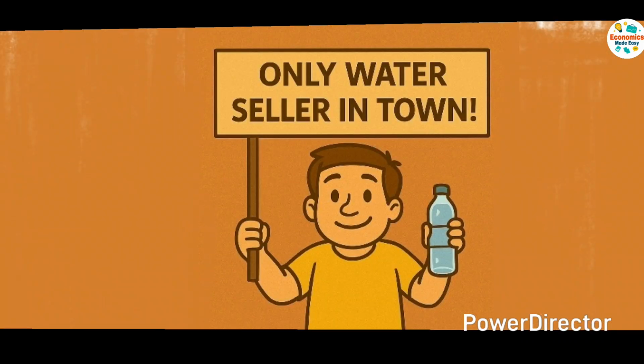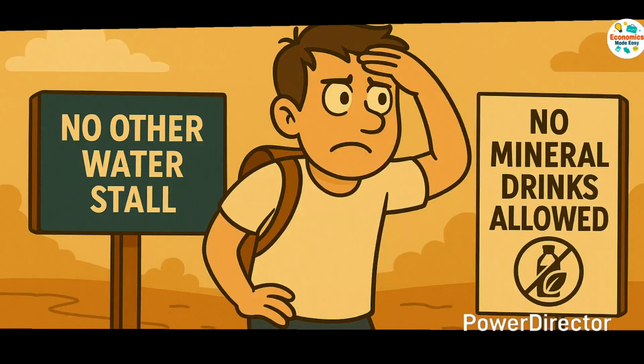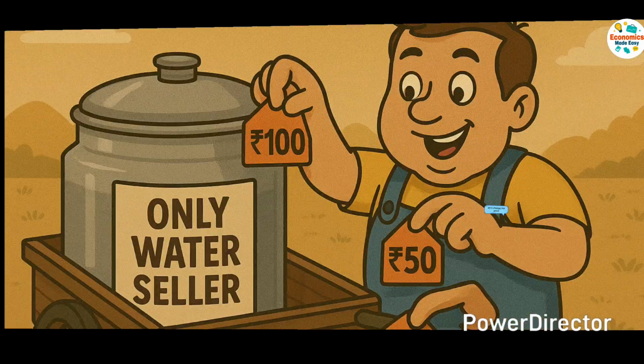Single seller, large number of buyers. Mr. Total Full is the only one seller and he has full control over the entire supply of water. No close substitute. No close substitute means people have no real alternative, so they must buy from the sole seller. Price maker. Monopolist is the single seller, so he is a price maker.